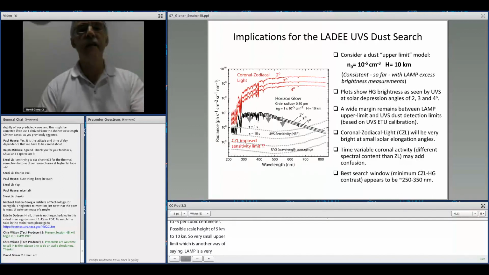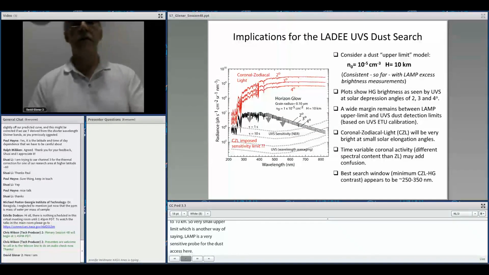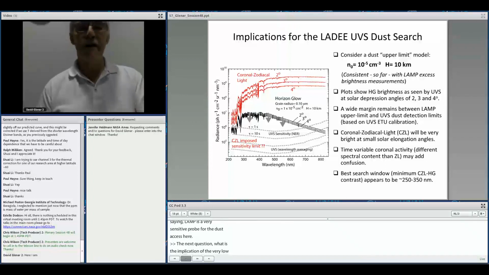The next question is then, let's take these and ask, what are the implications of this very low concentration for the LADEE UVS dust search? I mean, how good can UVS do?